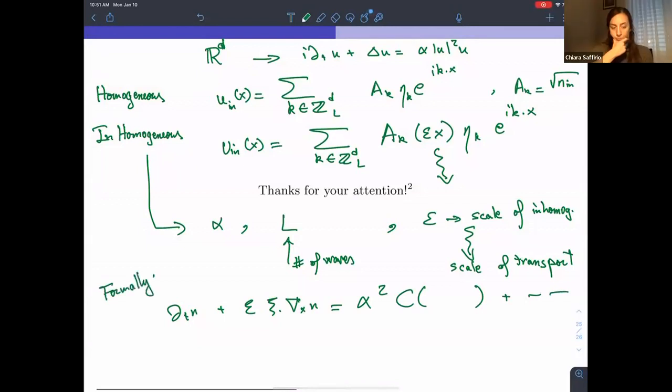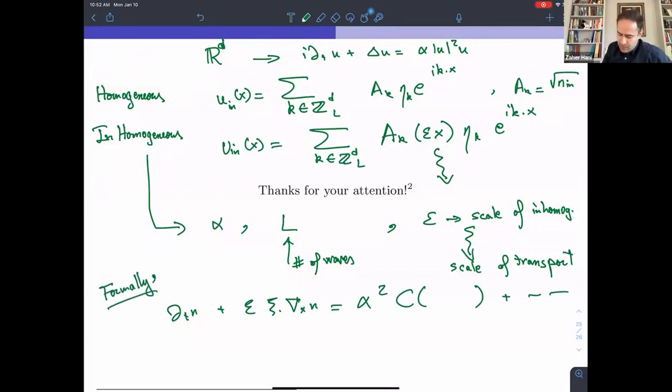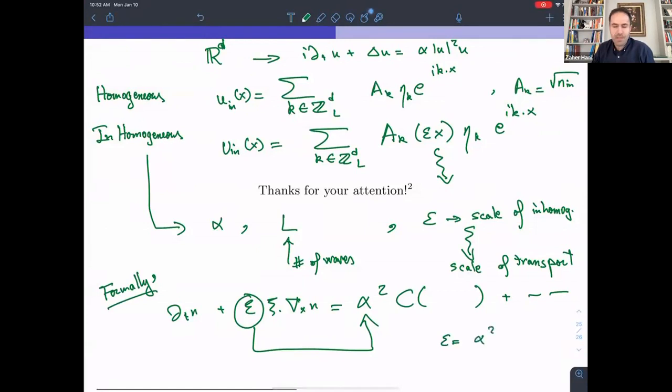Now, if you want to see the inhomogeneous equation, you want to equate this to this. You want the strength of the transport to be equal to the, this is sometimes called the mean free path. You want the time it takes a wave packet to move a distance L to be equal to the mean free path. So you take epsilon equals alpha squared, something like that. That's clear.